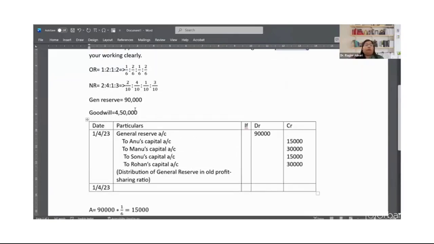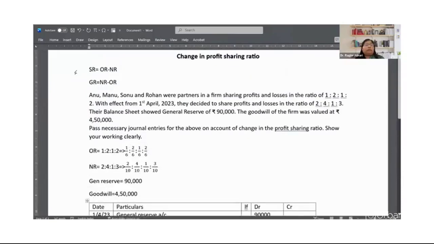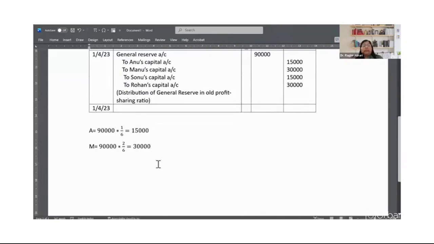So let's start with one formula, that is, we'll start with the sacrificing ratio formula. As we can see, the gaining ratio formula is just the opposite of the sacrificing ratio formula. This means if we get a negative figure in the sacrificing ratio, that becomes our gaining ratio. So we can use either of the two formulas. Likewise, if we are using the gaining ratio formula and we get a negative fraction somewhere, that is the sacrificing ratio.